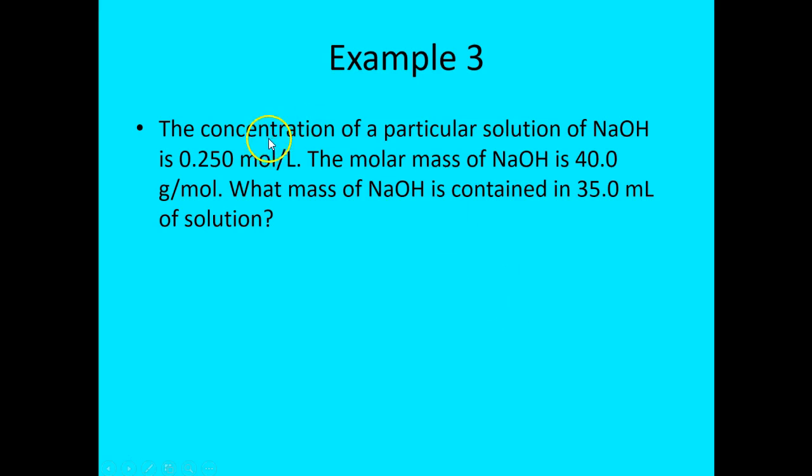MOL is simply a shortening of mole. The molar mass of NaOH is 40.0 grams per mole. What mass of sodium hydroxide is contained in 35.0 milliliters of solution? But we haven't talked about any chemistry at all. How are you supposed to solve that? Well, just take a second, turn the video off, play around with some of the information that's given to you in this problem, and see if you can't use dimensional analysis to answer the question on your own. And if not, you can see my solution on the other side.